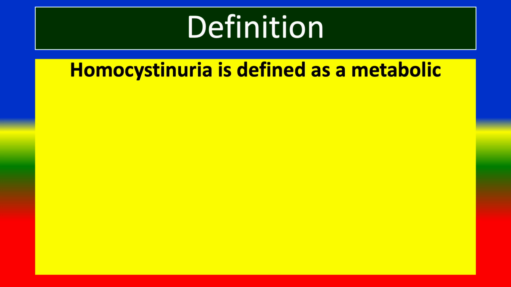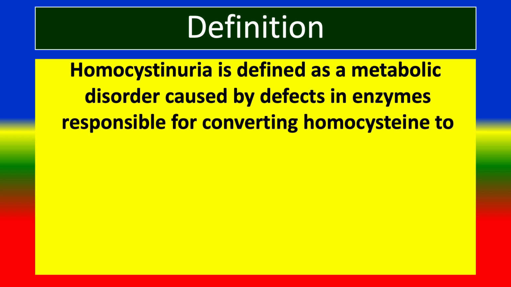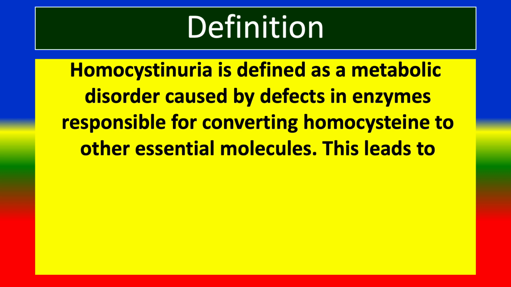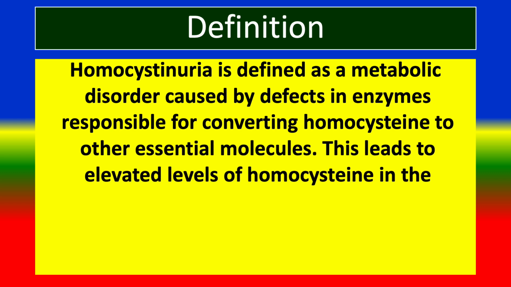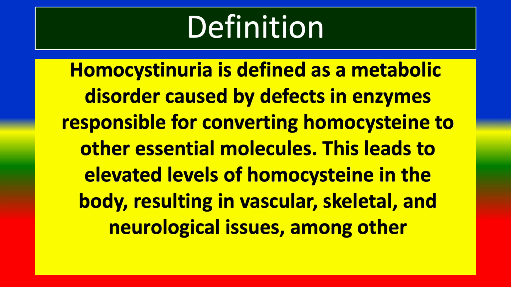Definition. Homocystinuria is defined as a metabolic disorder caused by defects in enzymes responsible for converting homocysteine to other essential molecules. This leads to elevated levels of homocysteine in the body, resulting in vascular, skeletal, and neurological issues, among other complications.